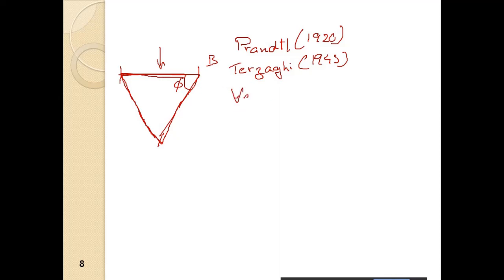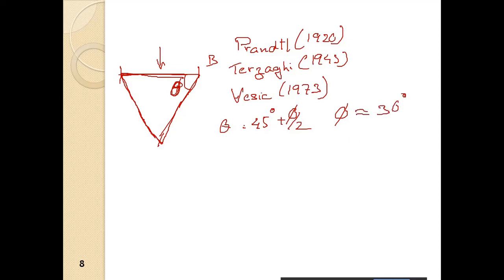Vesic in 1973 said that this is not phi, this is theta, where theta is equal to 45 degree plus phi by 2. Now if you note the angle of internal friction phi, for the majority of soils it falls around 30 degree. So theta is approximately equal to 45 degree plus 15 degree, that is 30 by 2, which is 60 degree.